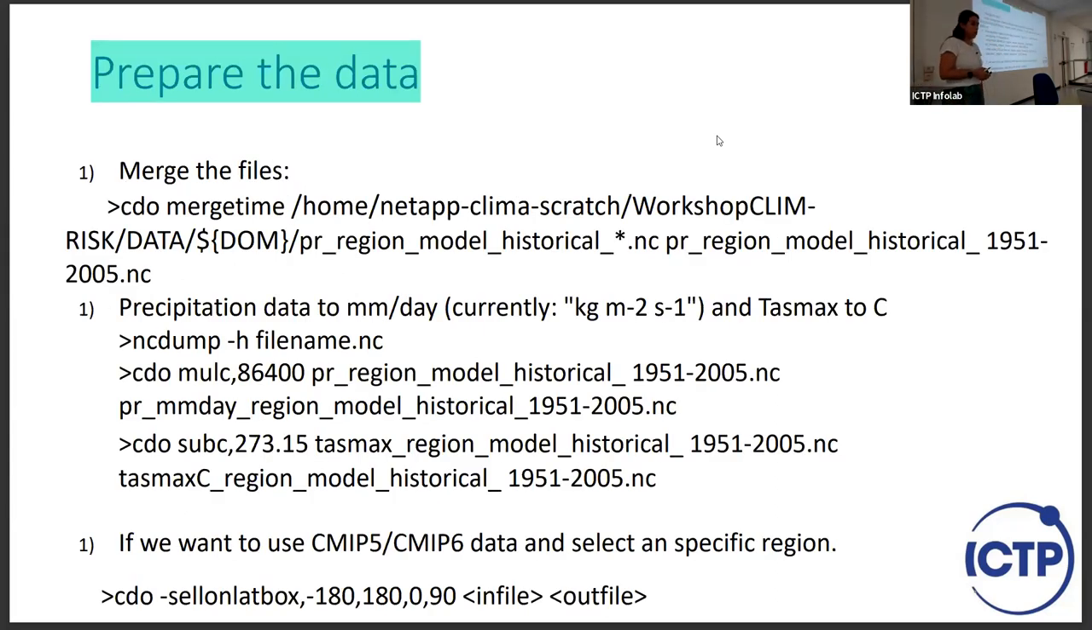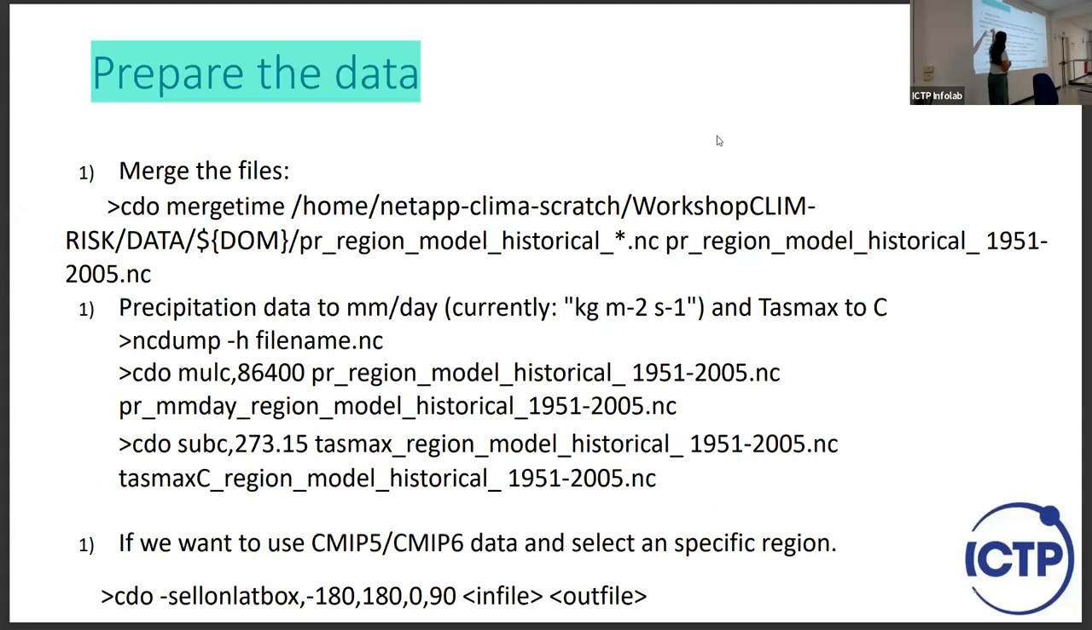The next step is to take a look at how the data is stored. Then I'm going to show you where to access the data, because if you are not here, you will need to download it if you don't already have it. The files are divided into 5-year periods because of the storage capacity. So the first thing you will need to do is a merge time with CDO, and you will need to provide this command. CDO is always going to be first, in this case followed by the merge time command. You will need to provide the path for the data.